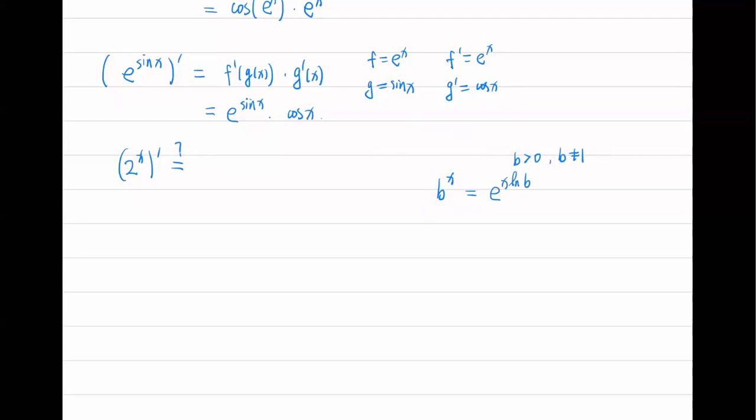Okay, let's think about it for a second. How do you verify this formula? Sophia, what would you do if I want you to verify this formula?